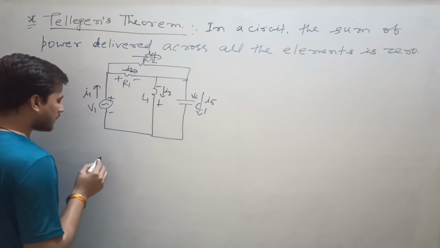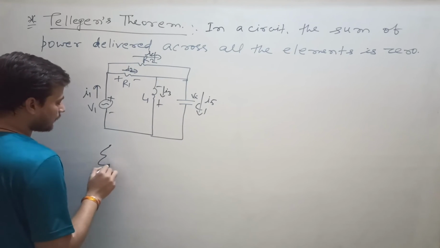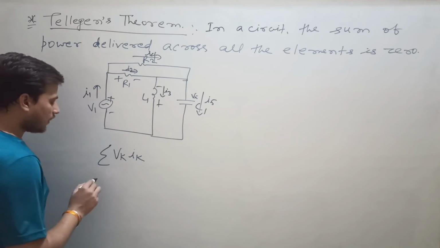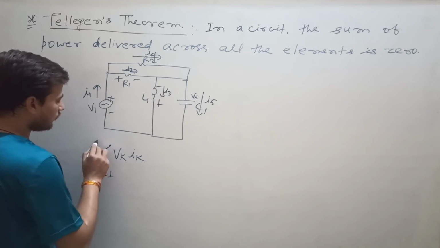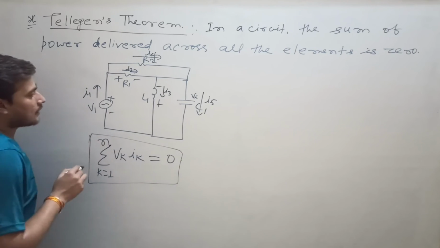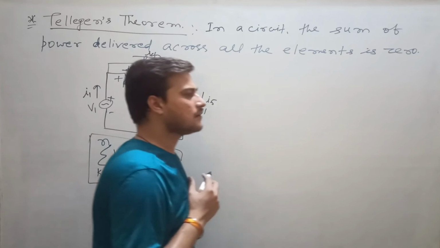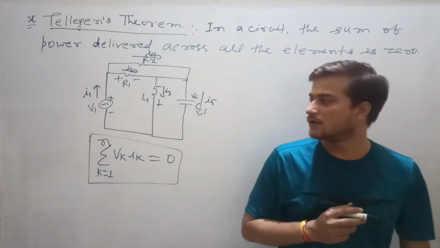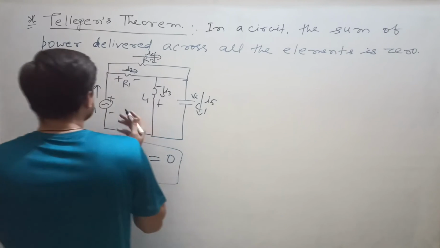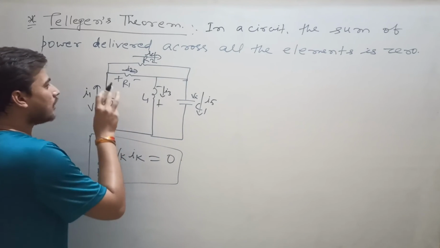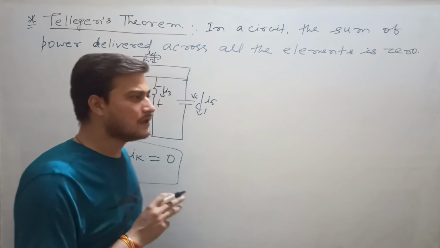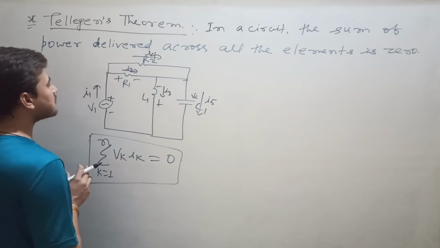So they are saying that sigma Vk Ik, k equal to 1 to n, equal to 0. That means you find the voltage and current. Clear? You find voltage and current, and next you have to multiply voltage and current to find the value of power. Then, if you add all the powers, its sum will be equal to 0.